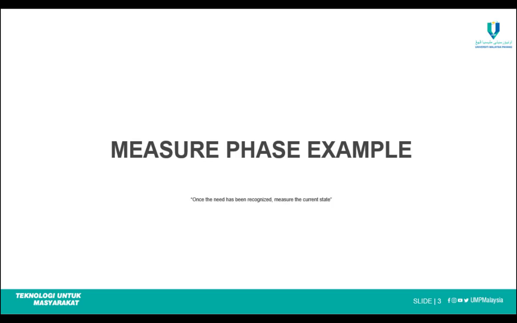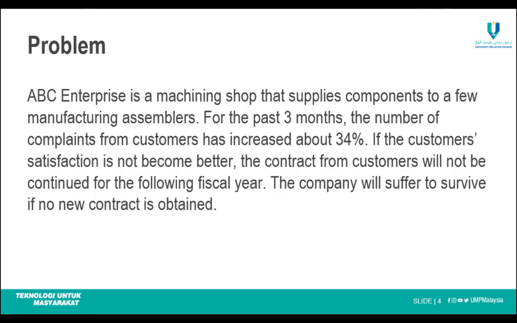Okay, so from the problem that we studied, let's consider an example of a problem here. ABC Enterprise is a machining shop that supplies components to a few manufacturing assemblers. For the past 3 months, the number of complaints from customers has increased about 34%. If customer satisfaction does not get better, the contract from the customer will not be continued for the following fiscal year. The company will struggle to survive if no new contract is obtained. So this is the problem that we consider.